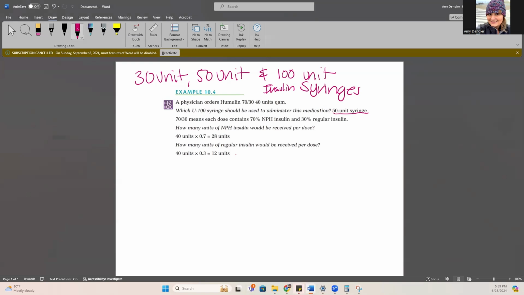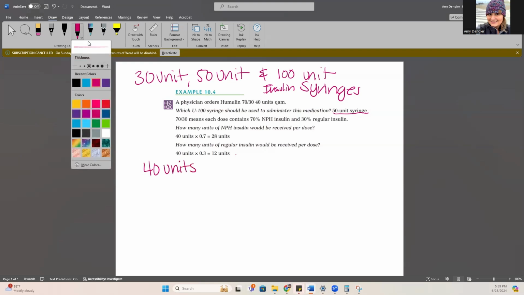And 70/30, again, remember it means that each dose contains 70% NPH insulin and 30% regular insulin. How many units of NPH insulin would be received per dose? So the amount that they're giving is 40 units. We already know that. And yes, we have the answer right here, but I'm going to show you how we get that answer. So a lot of people would see that question and just say, well, we're giving them 40 units. But we want to know how much they're getting based on the percent strength of the insulin.